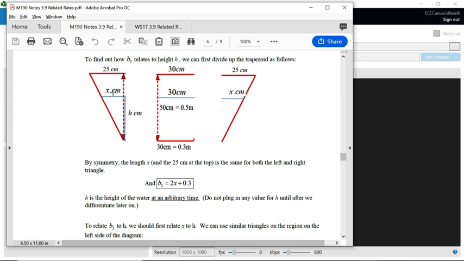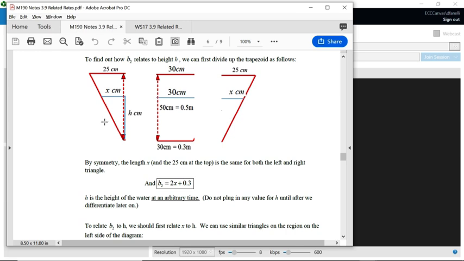Okay, so we want to find x in terms of h. And to find x in terms of h, we can use the fact that this shape here is a similar triangle to this shape here. We have similar triangles, and therefore the ratios of corresponding sides are going to be equal.